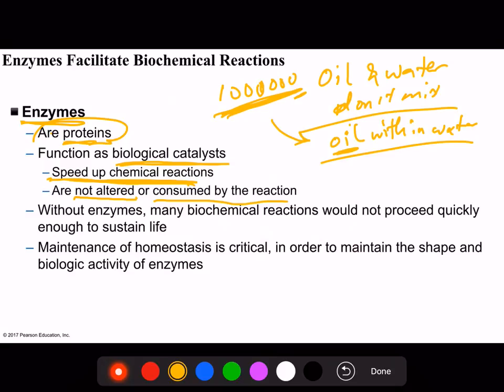And as we said, since these are proteins, they are subject to the pH and the temperature. If the temperature is low or high, or the pH is low or high, these proteins, these enzymes will get denatured, and they are not going to be able to perform their functions, which might interfere with life.